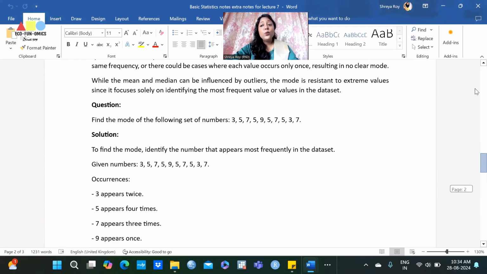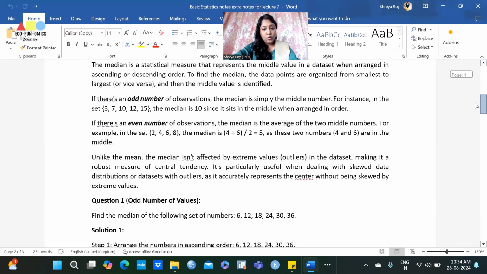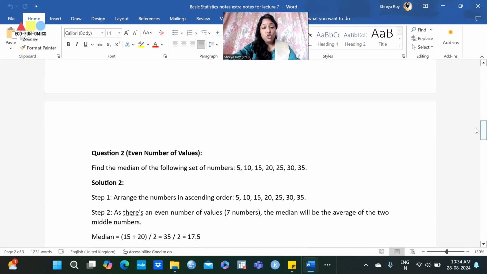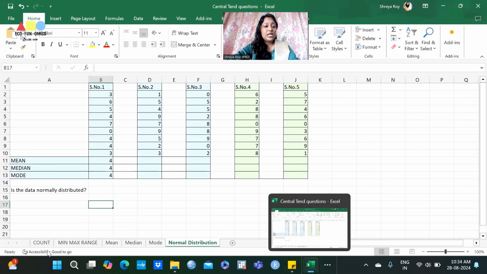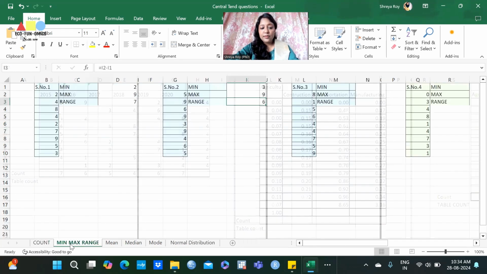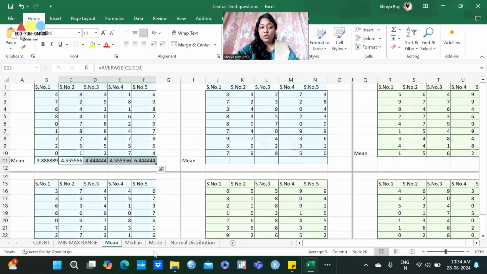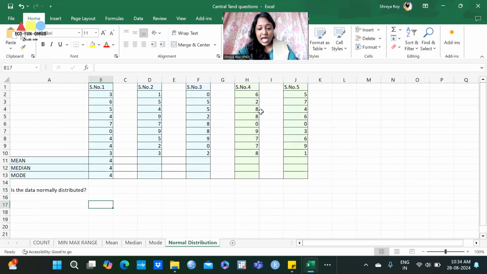So what did we learn? We learned the theory on mean, median, mode. We learned about normal distribution, we learned about standard normal distribution, and we have learned about the formulae for count, min, max, range, and the formulae for mean, median, mode, and normal distribution. I think that's about it for this lecture.